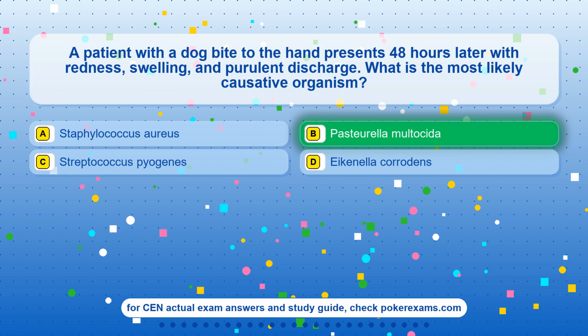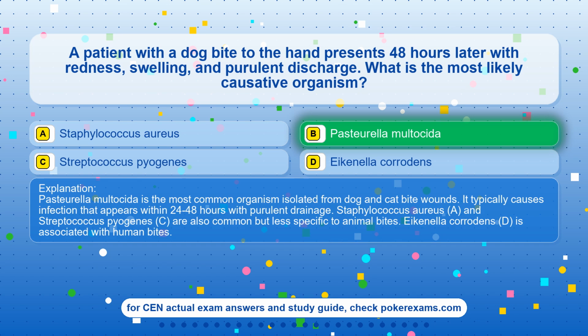The correct answer is option B, Pasteurella multocida. Pasteurella multocida is the most common organism isolated from dog and cat bite wounds. It typically causes infection that appears within 24 to 48 hours with purulent drainage. Staphylococcus aureus, A, and Streptococcus pyogenes, C, are also common but less specific to animal bites. Eikenella corrodens, D, is associated with human bites.